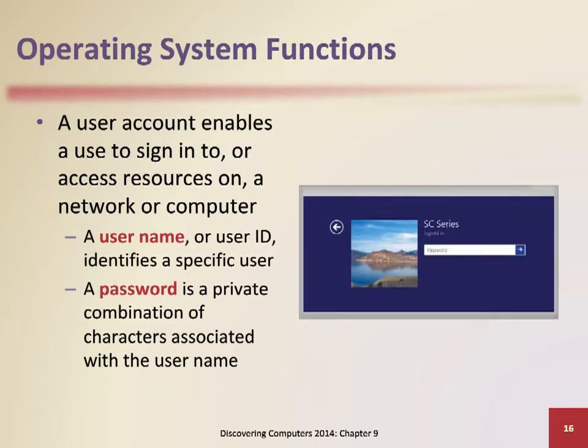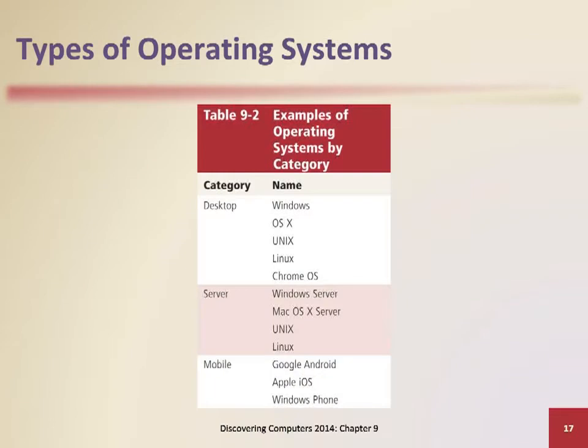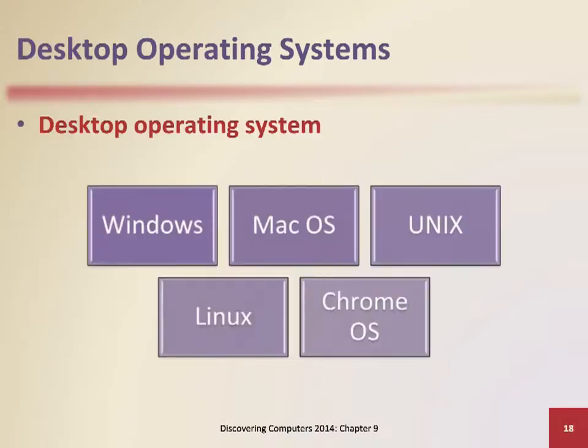Most multi-user operating systems allow each user to sign in, which is the process of entering a username that identifies a specific user, and a password, a unique combination of characters associated with the username. Single-user operating systems often use a password to lock an entire device or computer. There are three basic categories of operating systems: desktop, server, and mobile.